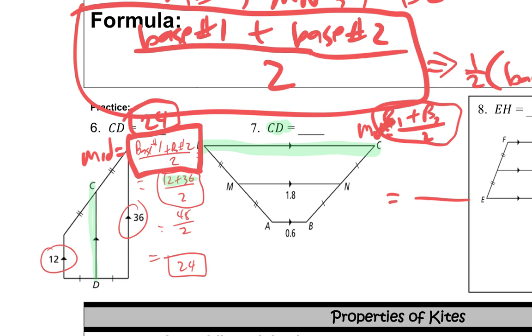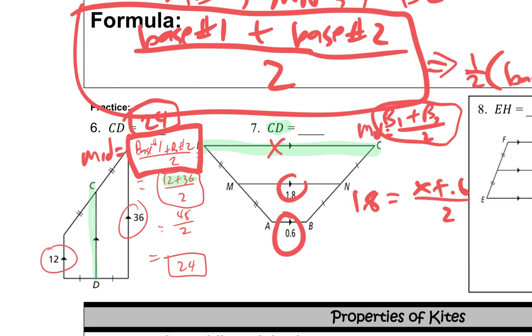What's the first base? Okay, well, the first base would be this, right? We don't know what that is, so what would we do? We'd say that is x, right? So we put x there, right? Plus the second base. What's the second base? Second base is 0.6. Okay, so we'd say 0.6 there, right? Then we said divide by 2 equals, and then here's the mid-segment, right? What's the mid-segment? Mid-segment is 1.8, right? So those are the two numbers that we're going to use, 1.8.